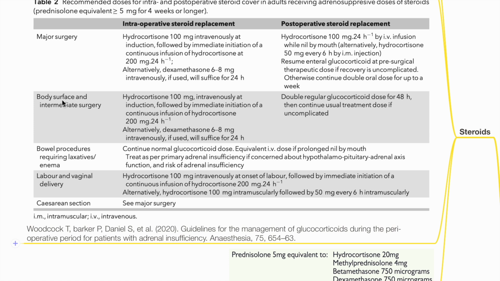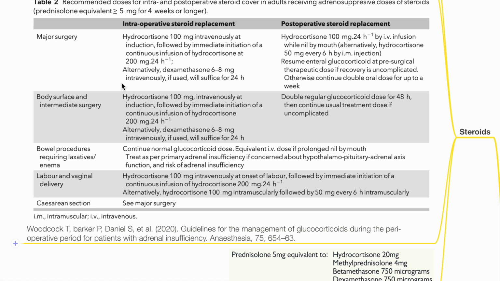This table has been sourced from Woodcock T. et al.'s article in 2020, Guidelines for Management of Glucocorticoids During Perioperative Period. For major surgery, intraoperative steroid replacement, recommended regime is hydrocortisone 100 mg IV at induction, followed by immediate initiation of IV infusion of hydrocortisone at 200 mg over 24 hours. Alternatively, dexamethasone 6 to 8 mg IV. If used, this will suffice for 24 hours.